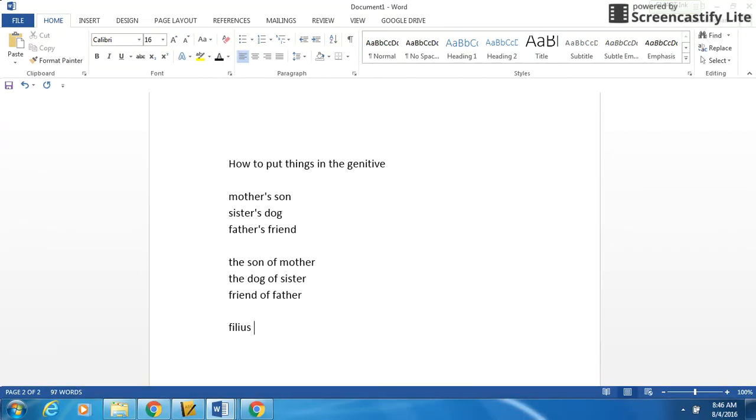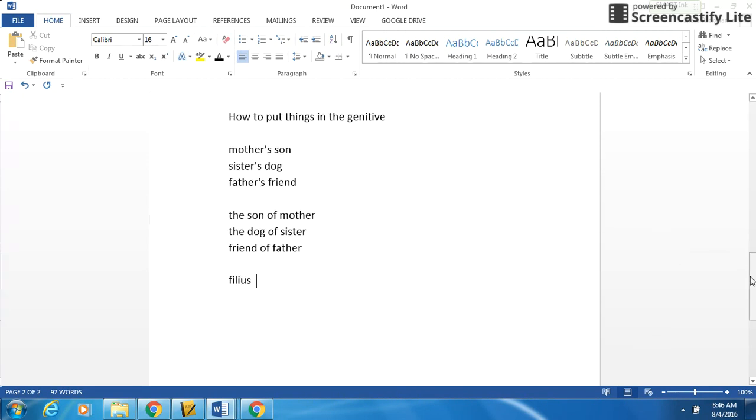It's filius. You don't do anything to filius because it's not genitive. It's nominative, so you just copy it right out of the vocab. Then you take the genitive, mother's son. So we have to now take mother and put it in the genitive. First of all, what's the Latin word for mother? It's mater, but that form is not genitive.